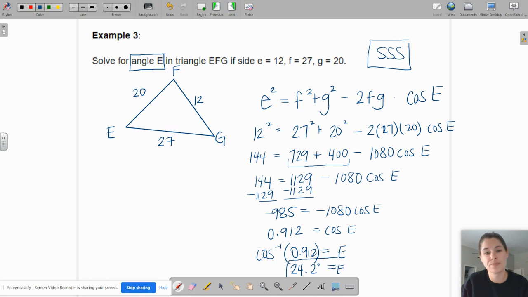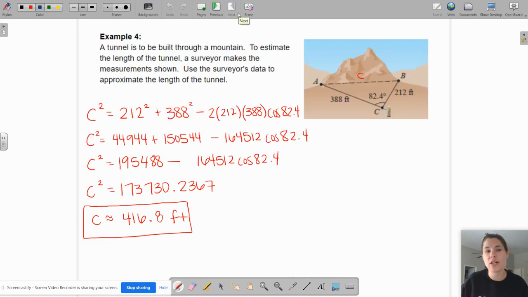And there you go. Okay, so I'm going to challenge you. Go ahead and try example 4 on your own. I want you to pause it, actually try it, and then I'm about to flip it and you can see my answer as well. Example 4 is about a tunnel being built through a mountain. You can see from how things are labeled that it's side angle side, so this is still a law of cosines. Go ahead and check out how I set it up. You're solving for side C, and I get 416.8 feet.